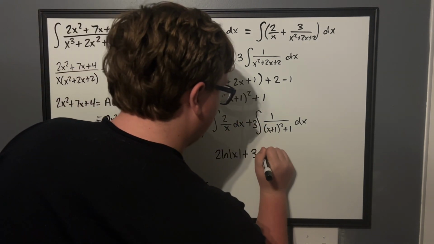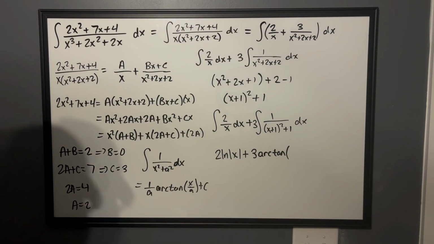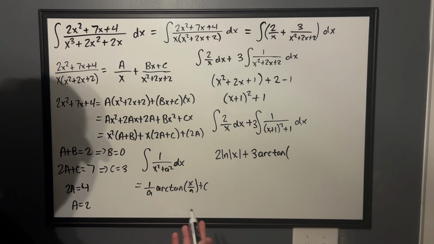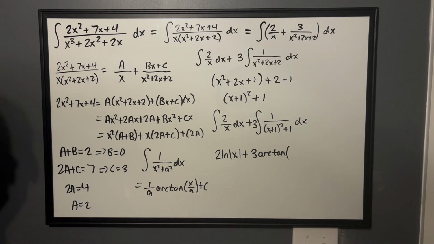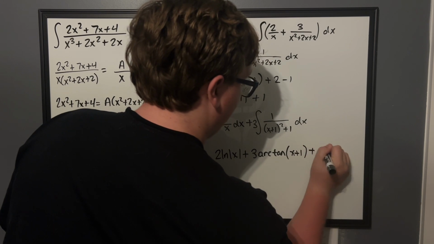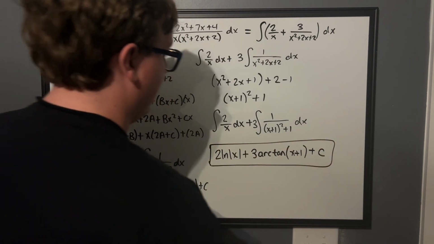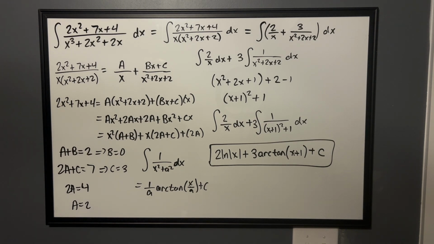And then we'll have the arctan of x over a. Well, our x is going to be in the form of x plus 1, and when we divide that by 1, of course, it stays the same. So it's arctan of x plus 1, and then we'll add the plus c at the end. And this is our final answer. So that is our antiderivative.